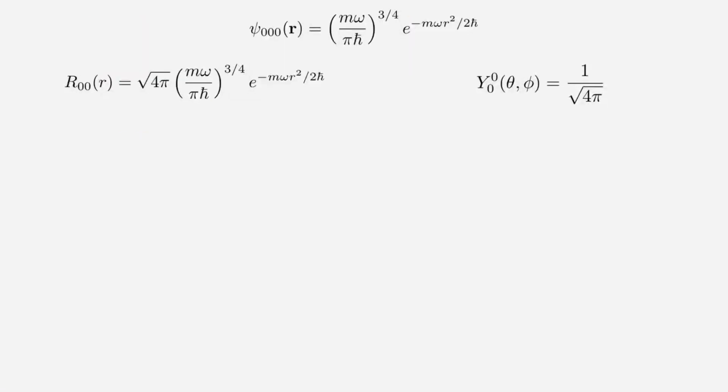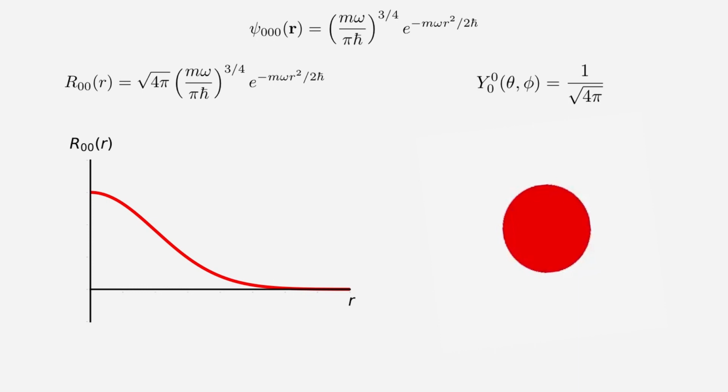Moving on, it is great to have the mathematical expression for these eigenfunctions, like the ground state here, but we also want to visualize them. Unfortunately, we cannot fully visualize them because they depend on 3 coordinates, which means that we would need a 4-dimensional space to plot them. So what we will do instead is to separately visualize the radial part and the angular part. This is a depiction of the ground state eigenfunction.